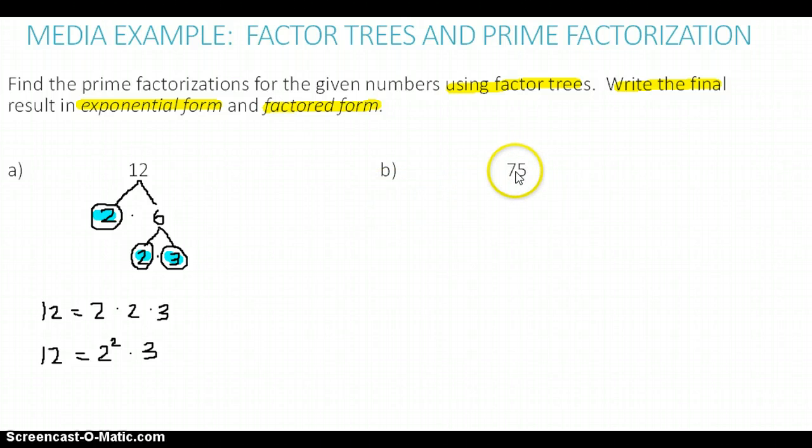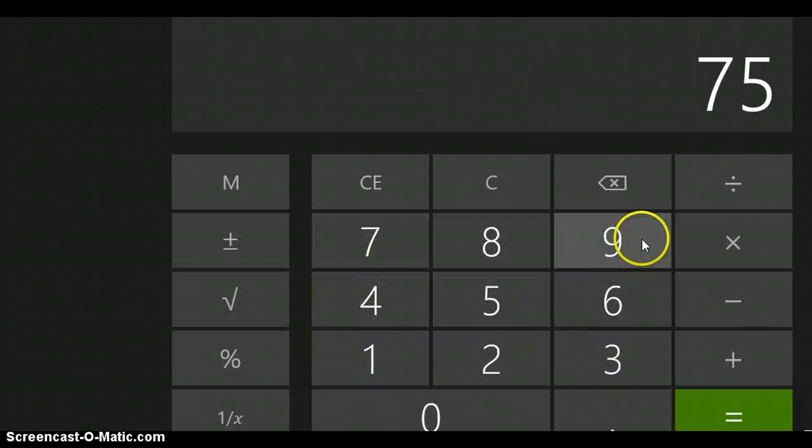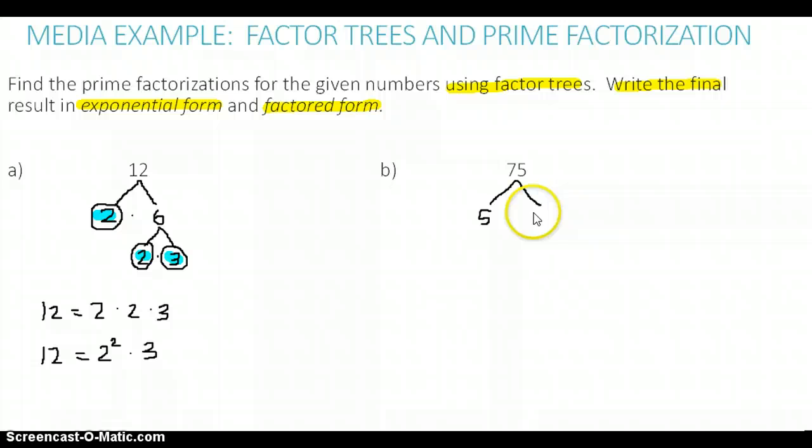Let's try the next one, 75. So the first thing I notice is that 75 ends in a 5. So I'm going to use 5 as one of the factors. You could also use 25 times 3. Now I'm just going to check. When I divide 75 by 5, the result is 15. So I need to write 5 and 15. These are 2 factors of 75, 5 times 15, that equal 75.